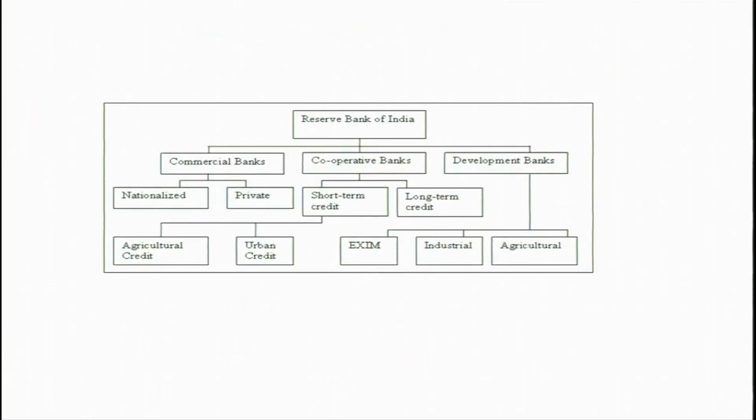This is a screenshot summary of the structure of Indian banks: the RBI, the Bankers' Bank or Apex Bank, then commercial banks, cooperative banks and development banks, and these include nationalized, private banks, etc. I am sure you are familiar with this structure.